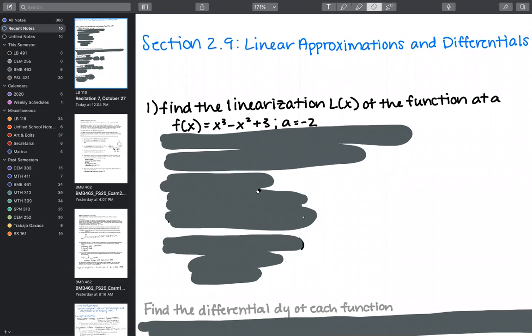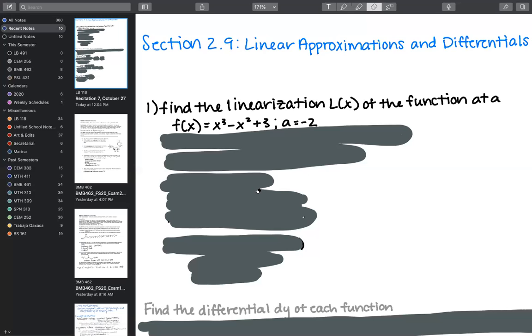All right, so section 2.9, linear approximations and differentials. There's really not a lot of concepts to unpack. These problems that we're going to do today build off of taking derivatives, which is what we just did for that entire past unit. There's really not a lot of higher level concepts that we're going to introduce today. These are just different applications of things that we've already learned.